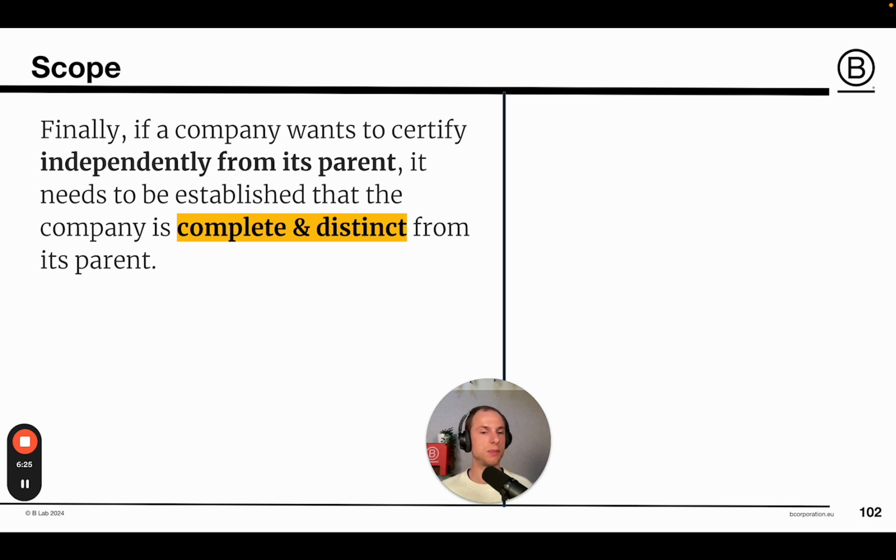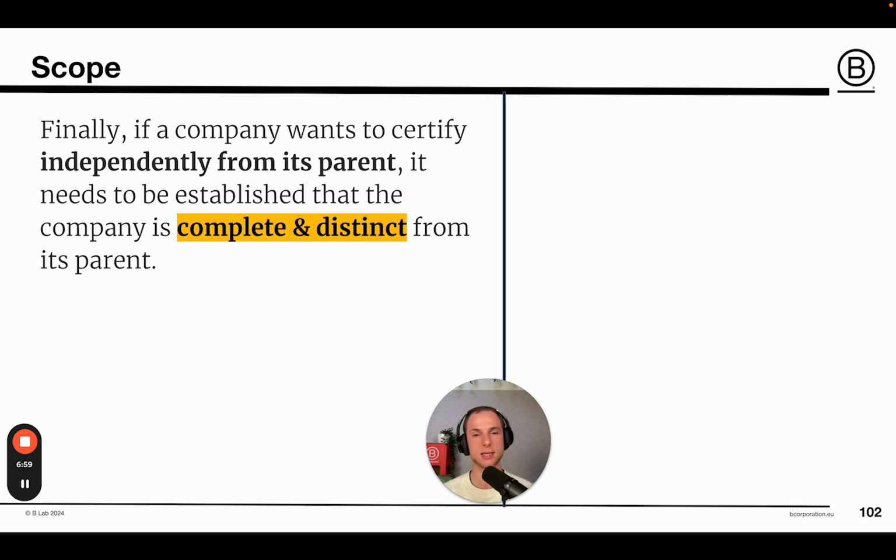Finally, there's a bit of a special case which we run into quite often, is that companies want to certify independently from their parent company. And this is understandable, but is still bound by a couple of rules and guidelines that we have. I won't go into too much detail here, but essentially what it comes down to is that we, as B-Lab, together with the company, need to establish that your company is indeed complete and distinct enough from your parent company.